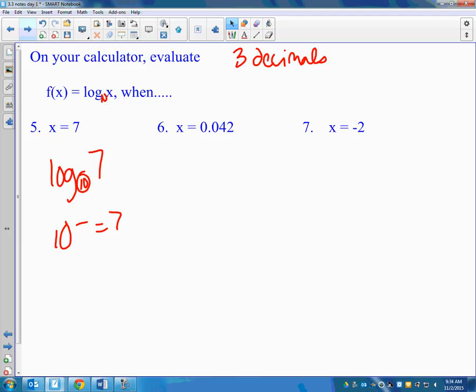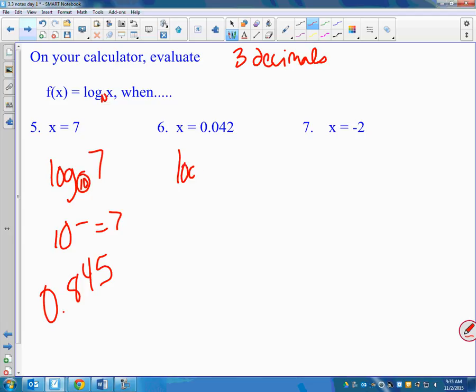And log is right underneath the second button on my calculators. And if you have a different calculator, let me know if you can't find it, and we'll look at it. Round to 3 decimal places. So that means the 4th decimal determines whether we round up or down, right? So I think I got 0.845. And that makes sense. 10 to the first power is 10. So we should get a number less than 10 on this.